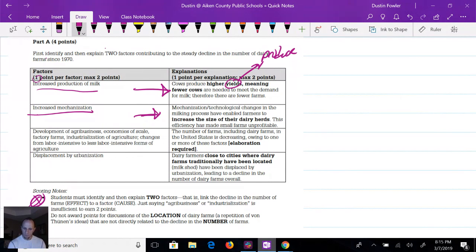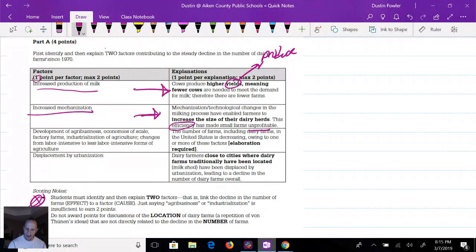Increased mechanization. You have to make the connection that mechanization and technological advances change the milking process to enable farmers to increase their dairy herds, right? This efficiency has made small farms unprofitable. So what do they do? They close up. If it's not profit, they close up. That causes the decline. So you have to relate it to what the question is asking you in terms of how it is making the dairy farms decline.